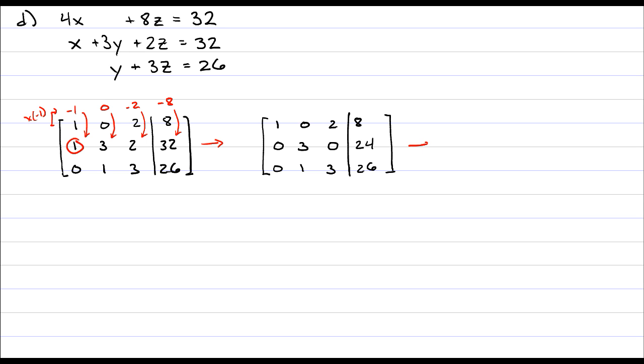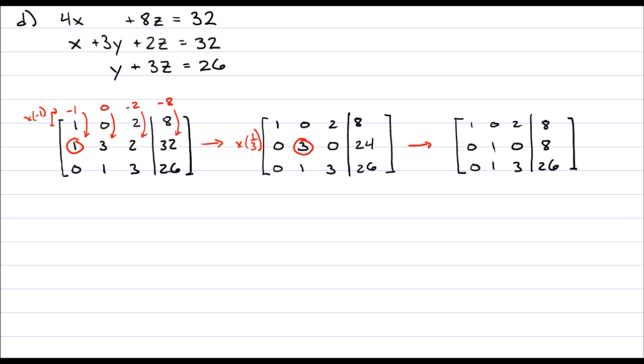So, next step, I need to turn this into a 1. So I multiply by 1/3. Again, that's the same thing as dividing by 3. I divide the entire second row by 3. So the first row doesn't change at all. The second row becomes 0, 1, 0, 8. And the third row becomes 0, 1, 3, 26.